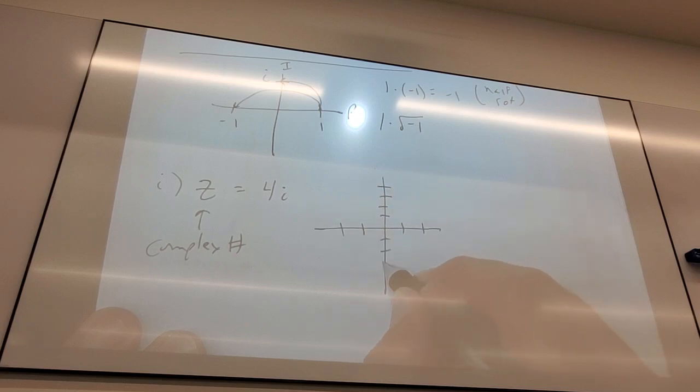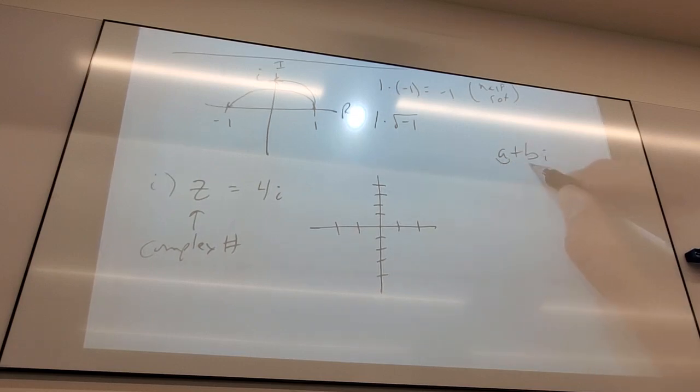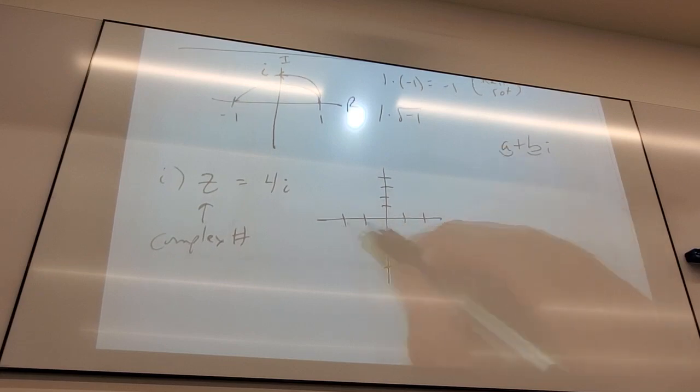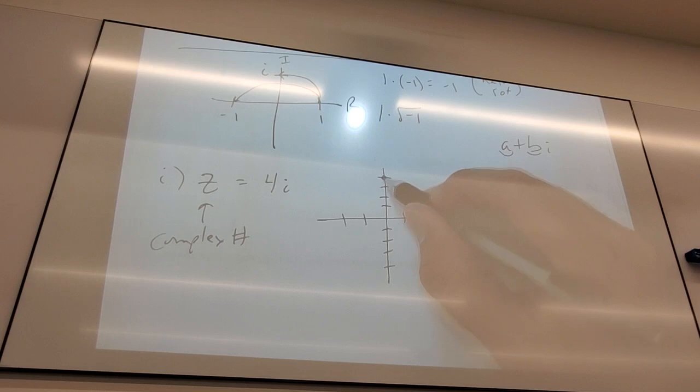Okay, let me do something. Here's a complex number, a plus bi. What would you say is the real part? A. And what would you say is the complex part? B. Does this have a real part? No, because it's 0, yes? So I'm not going to go on the real axis at all. I'm going to go on the imaginary axis there. That's where 4i is.